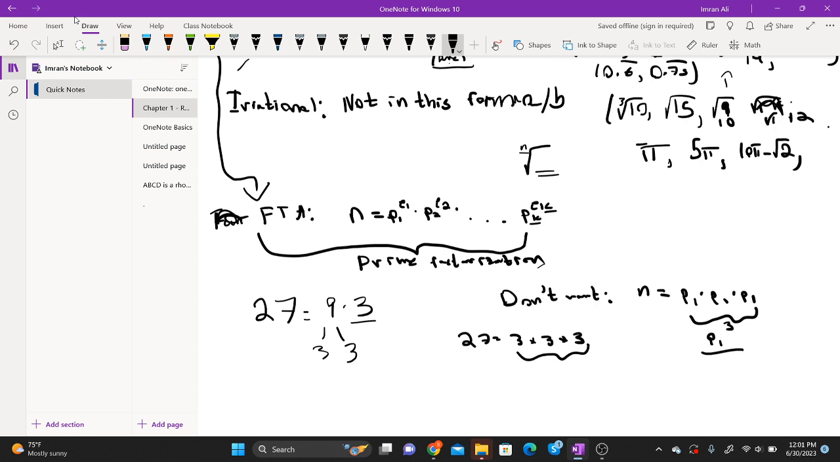Which is what? 3 cubed. So that's the prime factorization of 27. And you can do this for any positive integer. If the integer is prime, you can still write it, like, no, it's not prime. 17 is 1 times 17. That's the prime factorization of 17.